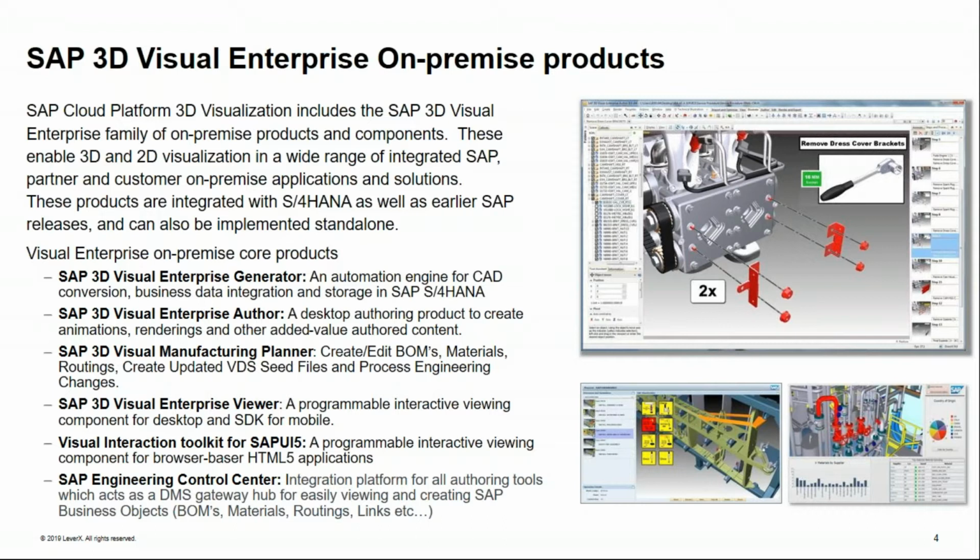And last but not least, we have SAP Engineering Control Center. And think of that as an integration platform for all of these authoring tools, which acts as a DMS gateway hub for easily viewing and creating SAP business objects. So in Engineering Control Center, we can easily create bills of materials, material masters, routings, links, etc.